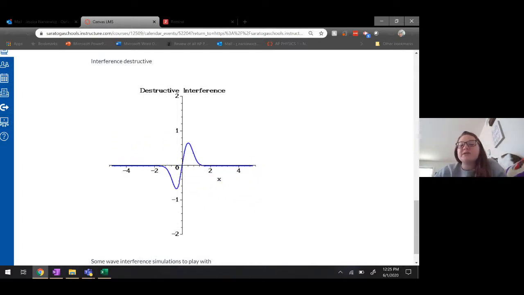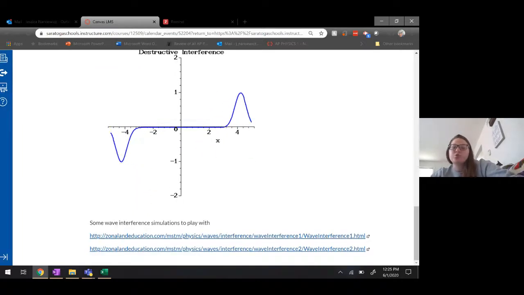It's called complete destructive interference, in the sense that for a brief moment in time, these two pulses are able to completely cancel each other out. So you can actually cancel waves out if you send them at each other properly, which is kind of cool. Now, also on Canvas, there's some cool simulations you can play with.